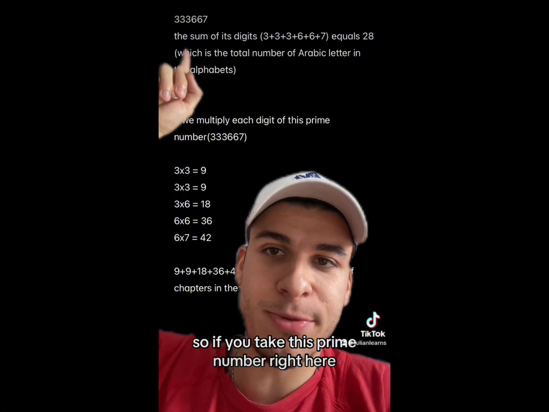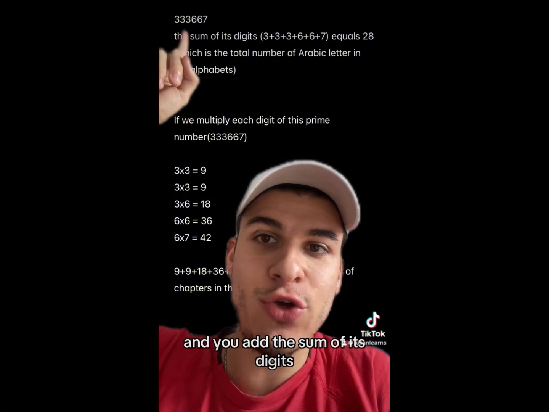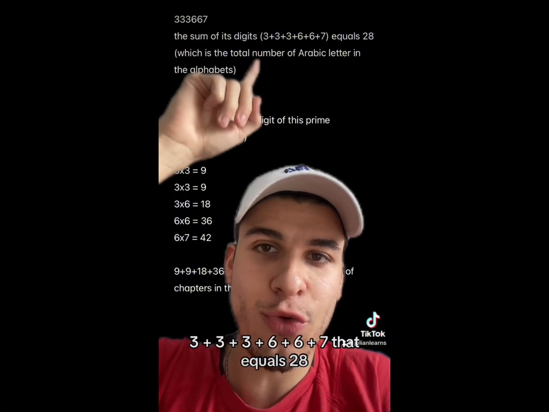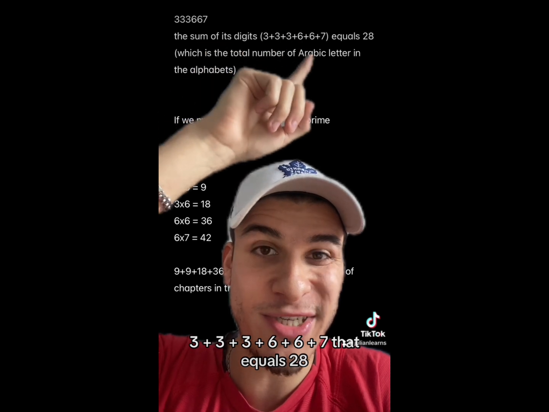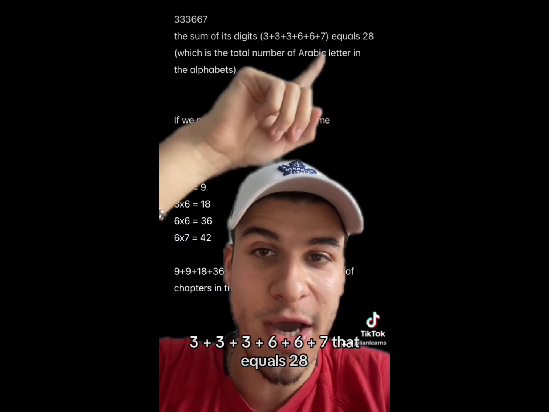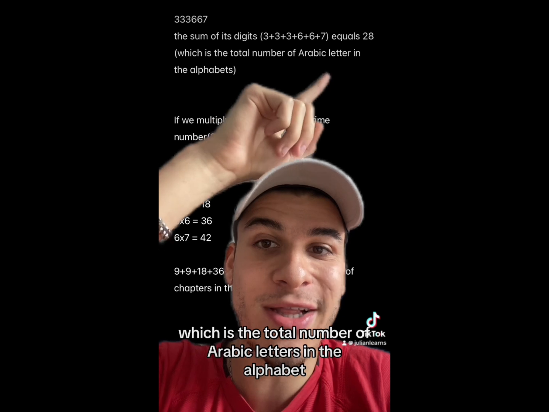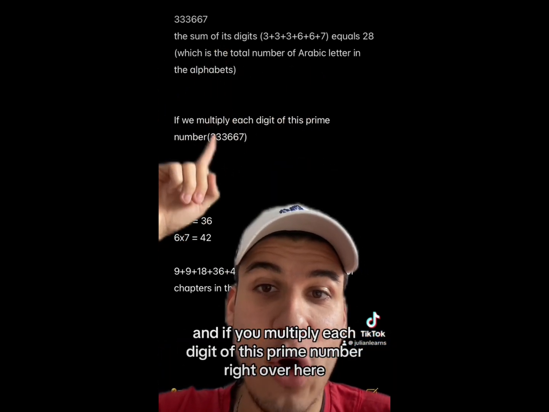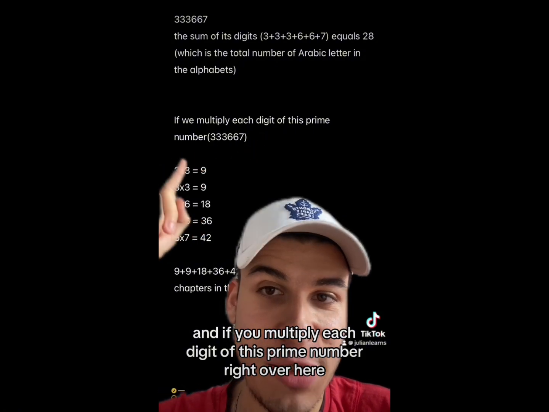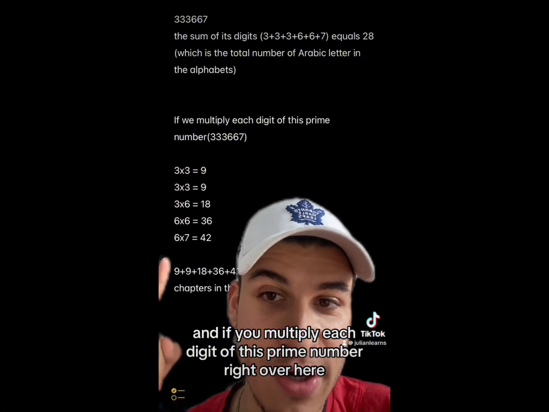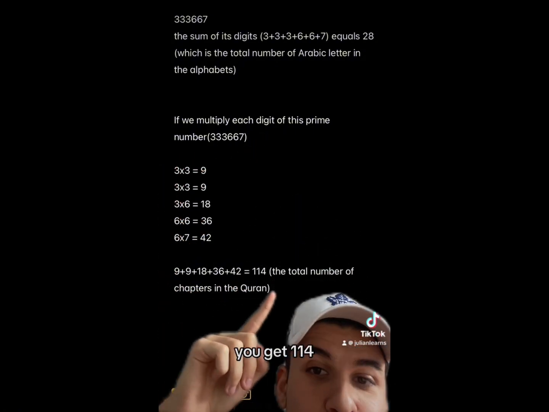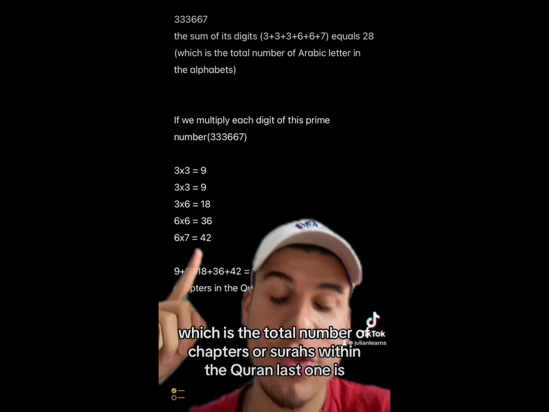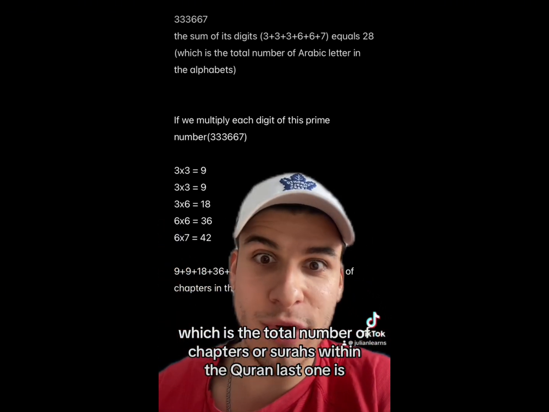So if you take this prime number right here and you add the sum of its digits, 3 plus 3 plus 3 plus 6 plus 6 plus 7, that equals 28, which is the total number of letters in the Arabic alphabet. And if you multiply each digit of this prime number right over here and you add it all together, you get 114, which is the total number of chapters or surahs within the Quran.